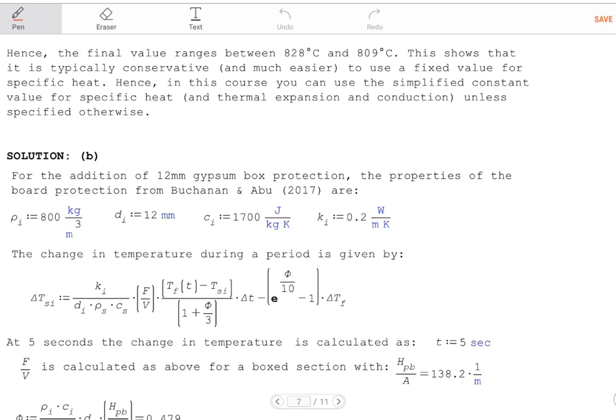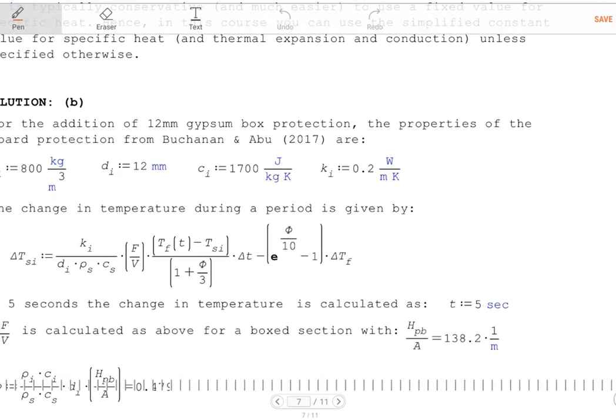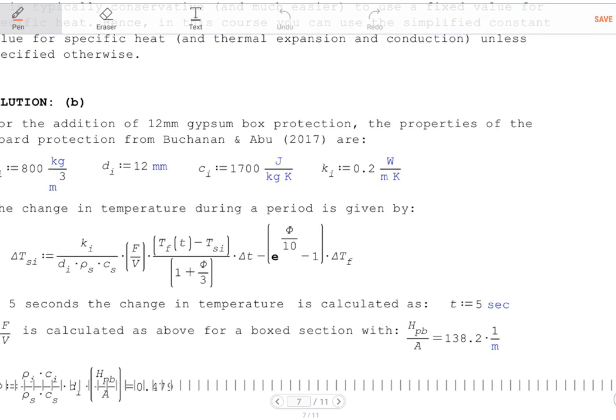This shows that it's typically conservative and much easier to use a fixed value for specific heat. Hence, in this course, our Structural Fire Engineering postgrad course, you can simply use the simplified constant value for specific heat, unless specified otherwise. But now, moving on, what happens if we add on a 12 mil board? Because, for instance, we're in a design office, we did the calc above, we find our column fails, and now we need to drop the temperature until the capacity is high enough.